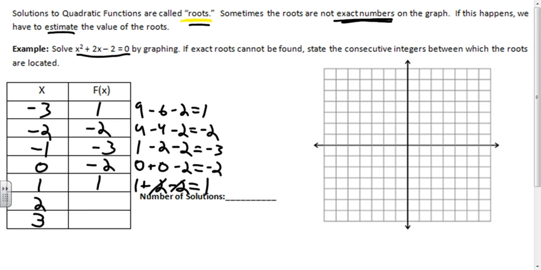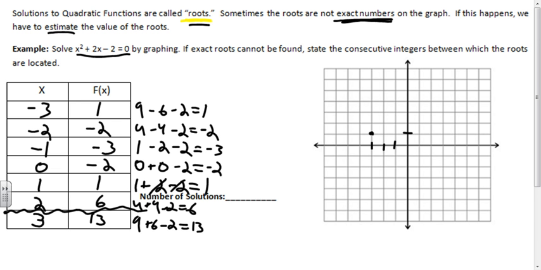2 squared is 4, plus 2 times 2 is 4, minus 2. We have 6. 3 squared is 9, plus 2 times 3 is 6, minus 2, and we get 13. Now in this case, looks like this one's going to be off the chart, so we don't need to use that one.